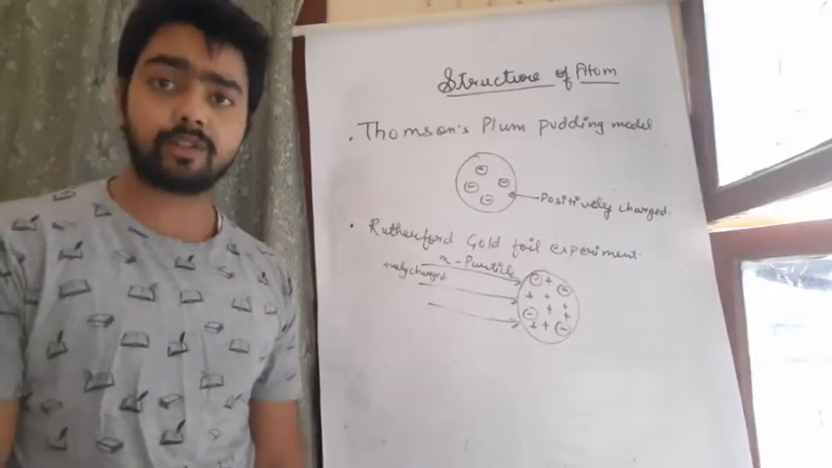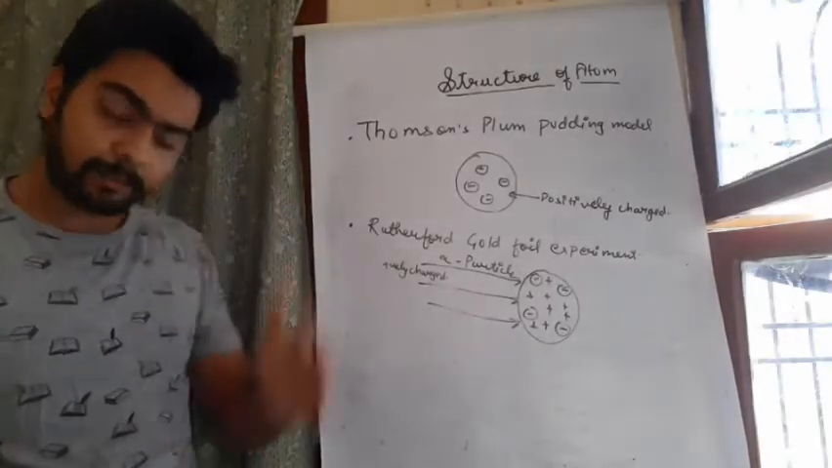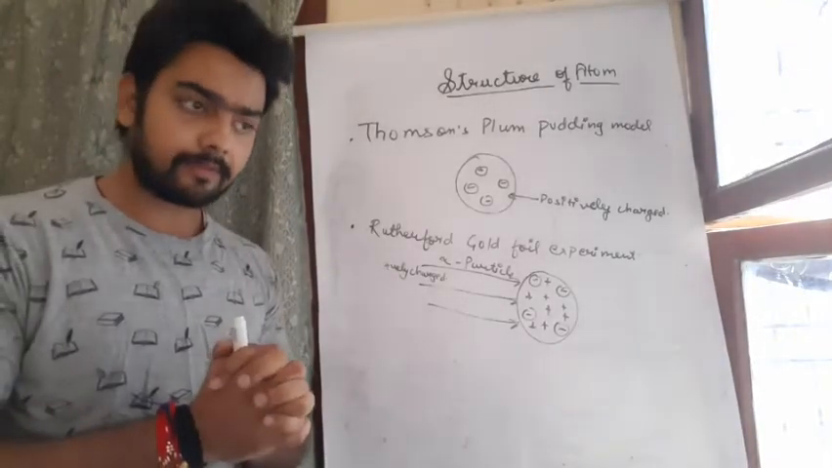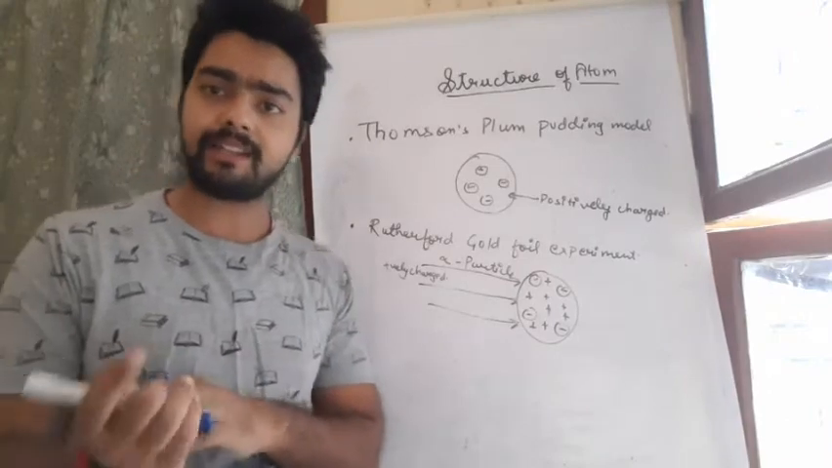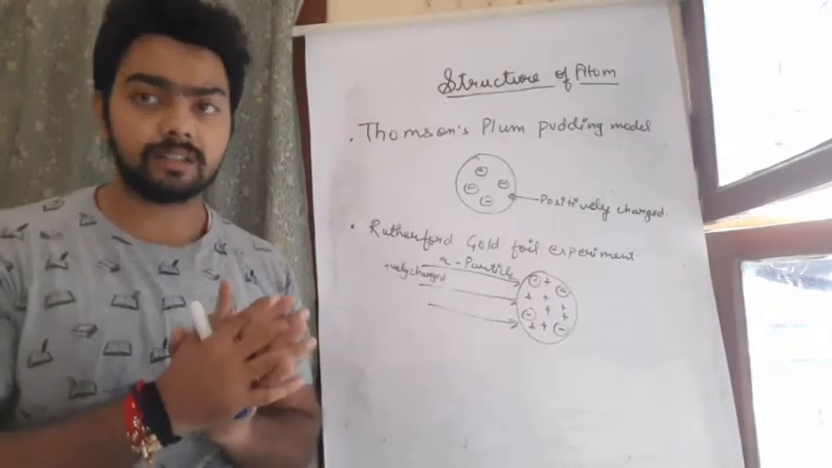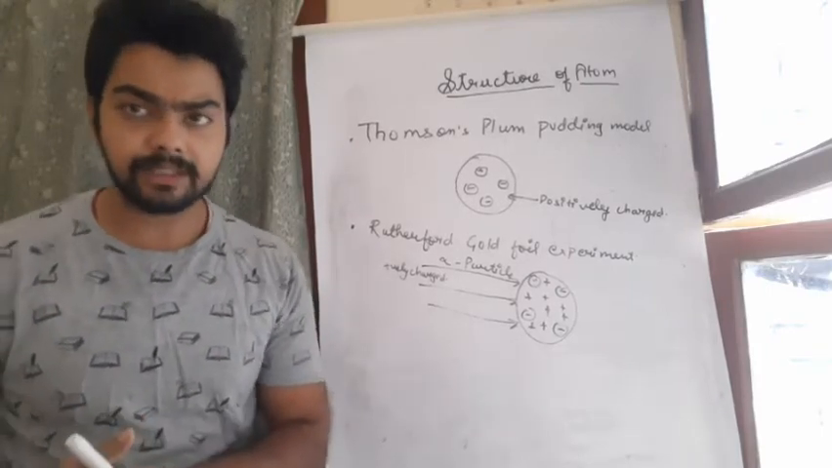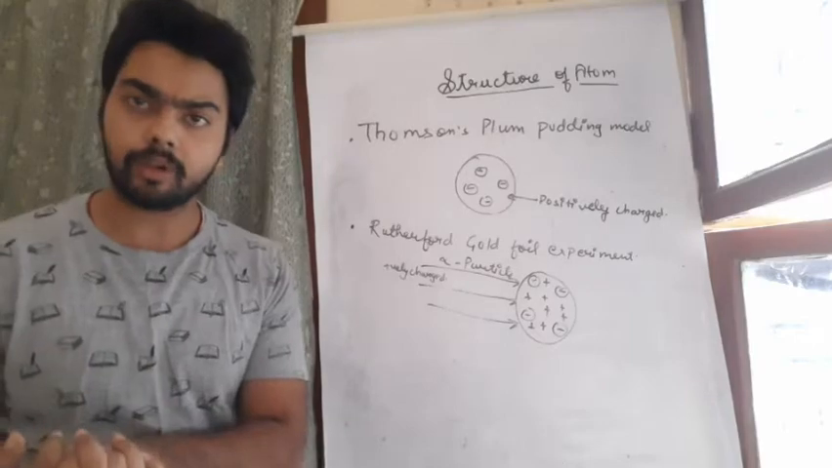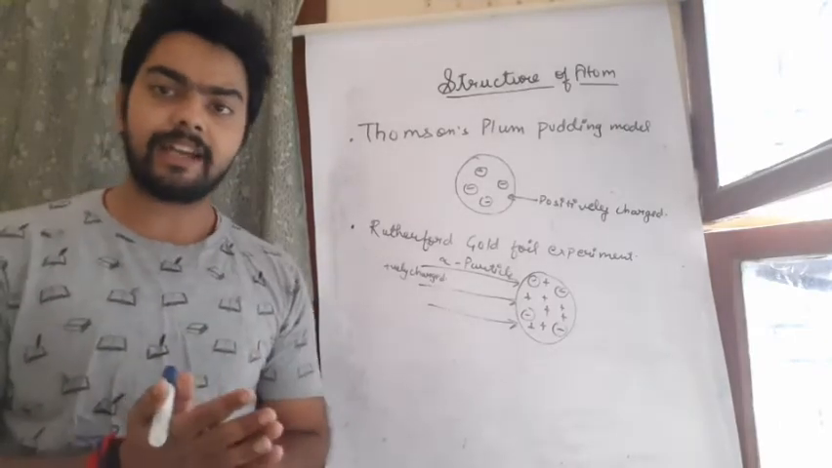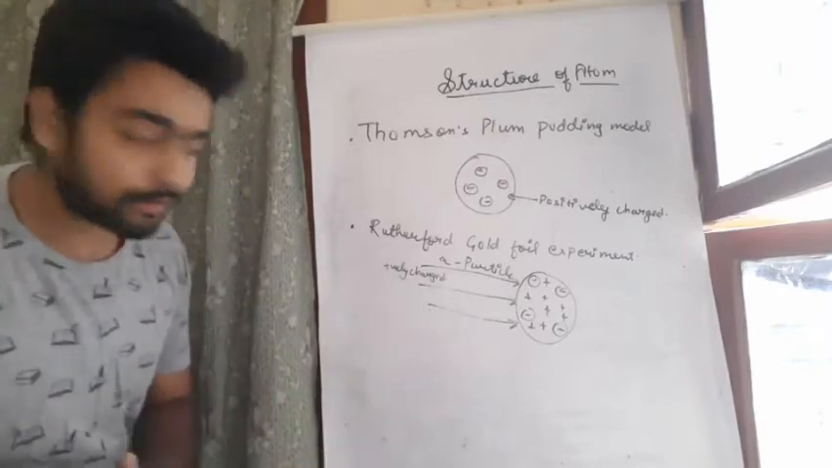This video is based on the topic structure of atom. It explains how the subatomic particles like electron, proton and neutron are arranged in an atom. So basically you all know what an atom is, what an electron is and what a proton is. So let us understand how the structure of atom is there. So let us proceed to the video.